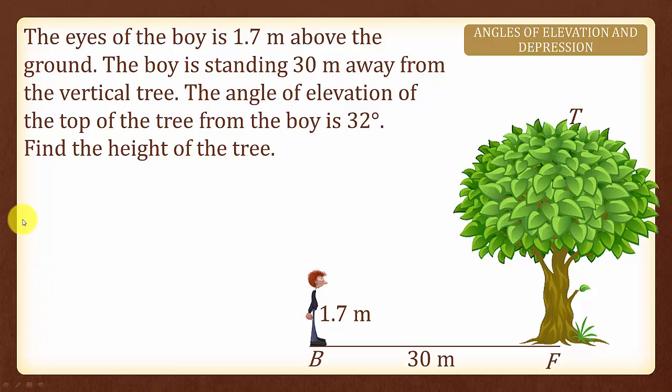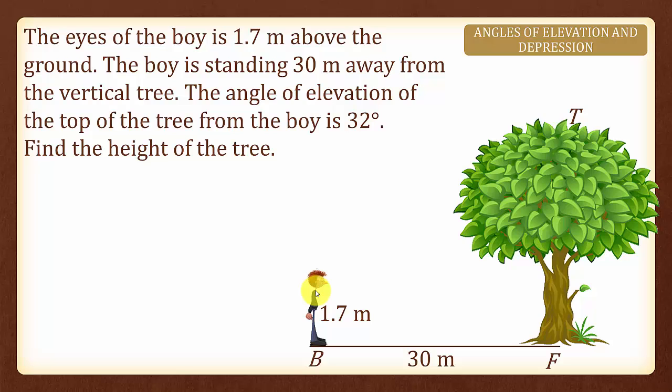Let's look at an example here. The eyes of the boy is 1.7 meters above the ground. And the boy is standing 30 meters away from the foot of the vertical tree. The angle of elevation of the top of the tree from the boy is 32 degrees. And we are asked to find the height of the tree.